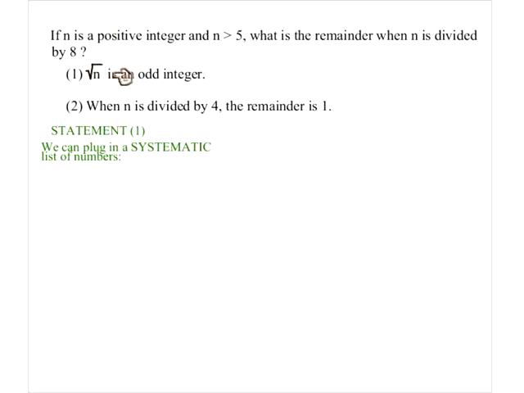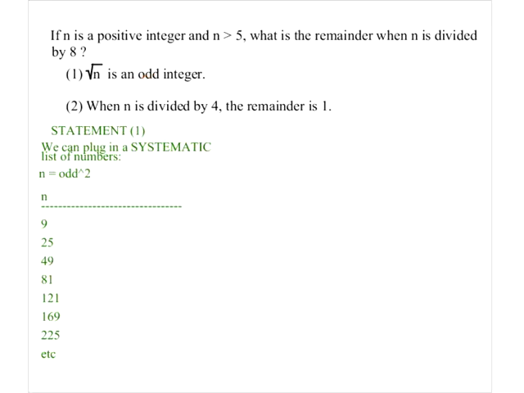Because what does this mean? If the square root of n is an odd integer, this means that n is an odd integer squared. So that means it's very easy to come up with a systematic list of possible n's. So n could be 9, it could be 25, it could be 49, it could be 81, it could be 121, it could be 169, etc. This is a lot of plug-ins, but you guys get the idea. You make a smiley face if you understand where this list comes from. Okay, this is a systematic list of numbers that satisfy this statement.